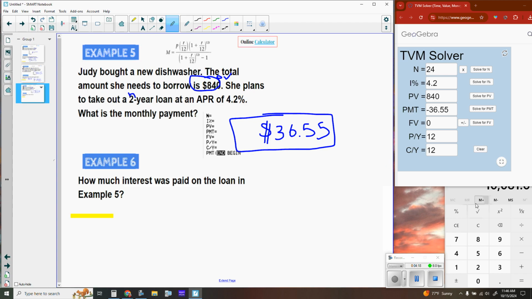The total interest is going to be that monthly payment, $36.55, times how many payments? In this case, it's 24. And then we're going to go ahead and subtract the amount that we borrowed, which was $840. So the total interest for this loan is $37.20.